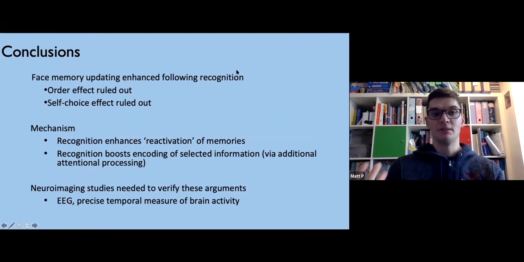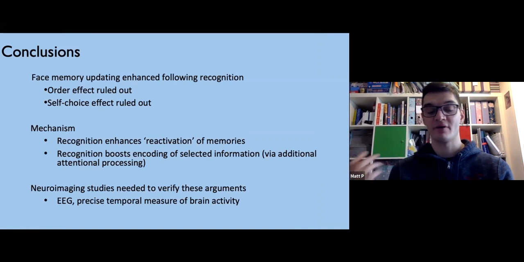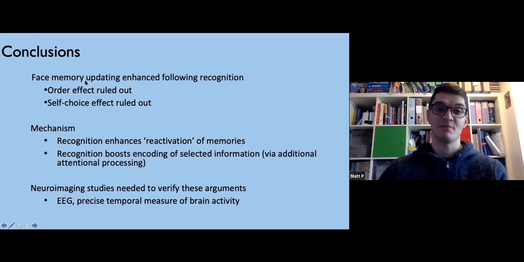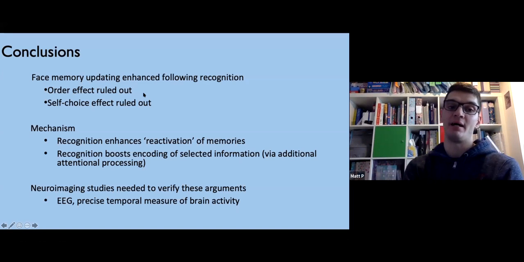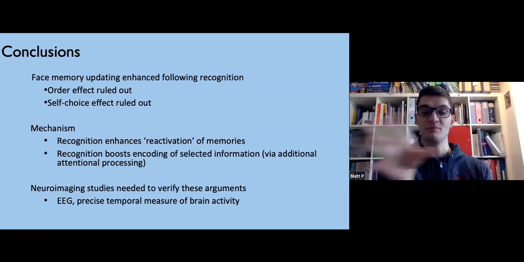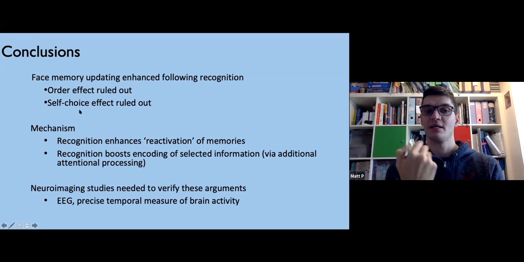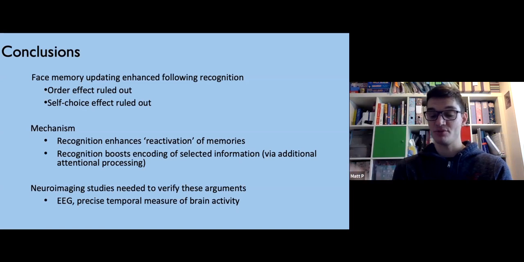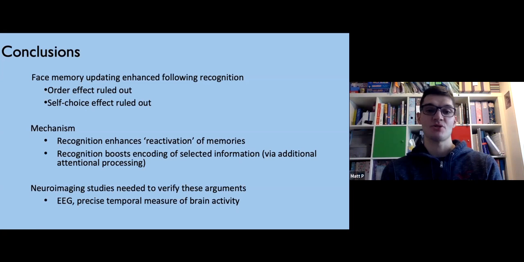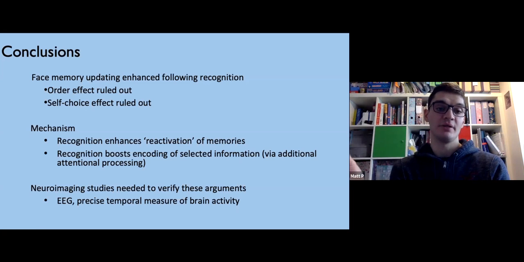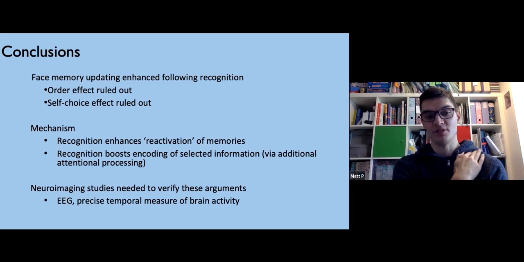So overall, we have argued that this data suggests that face memory updating was enhanced following recognition-based retrieval judgments. We ruled out an order effect of block one always preceding block two. And we also accounted for this self-choice effect, i.e. it's not just the act of choosing information. There's something special about memory retrieval that enhances memory updating more so than the other tasks that we've used.